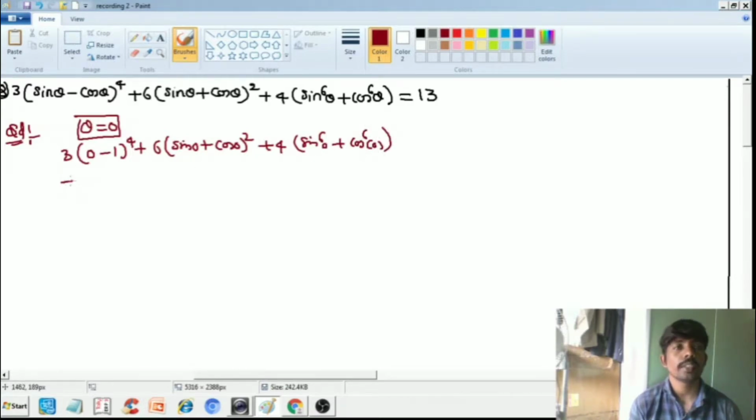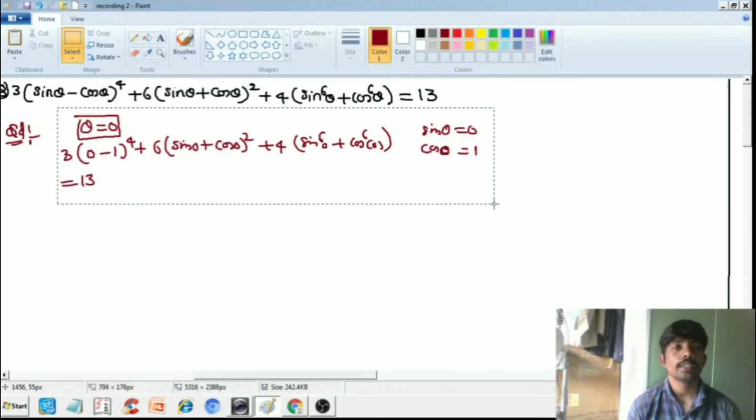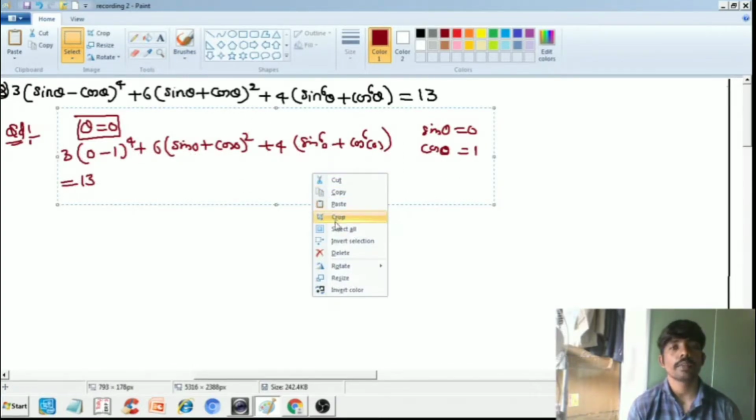Now this will be 13, right? Cos 0 is 1, sin 0 is 0, sin 0 is 0, cos 0 is 1. Hence if you substitute those values you will get 13 directly. So this is a shortcut method. And next, for objective kind of question, this is the format, this is the way of solving the problem.